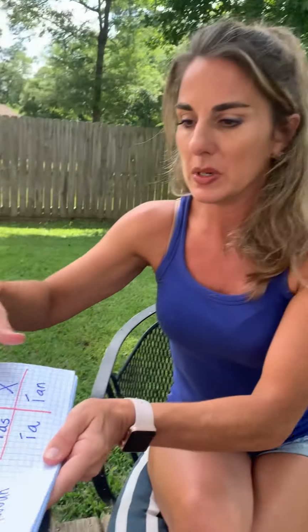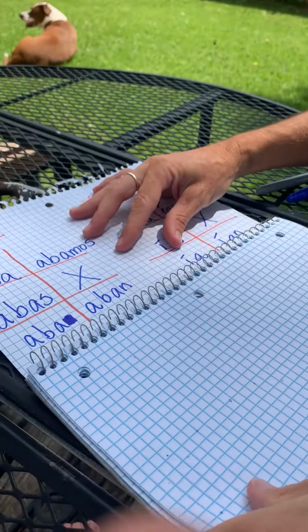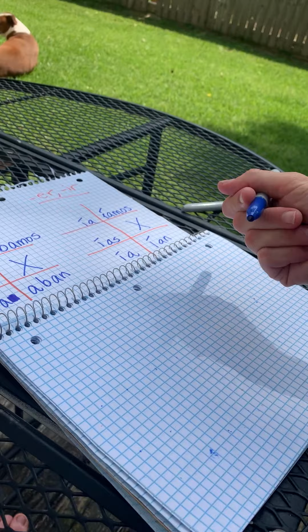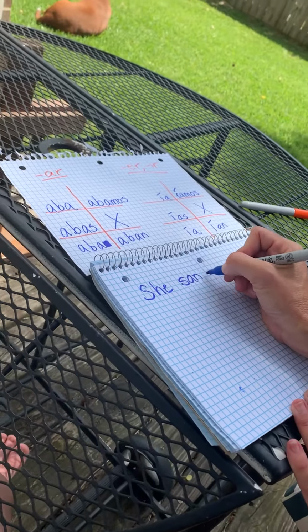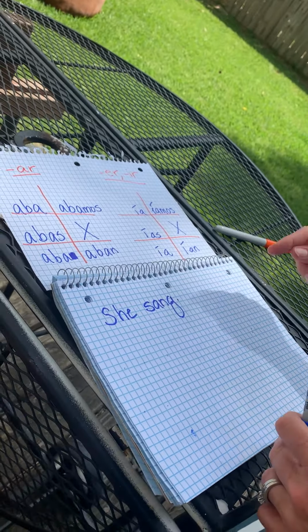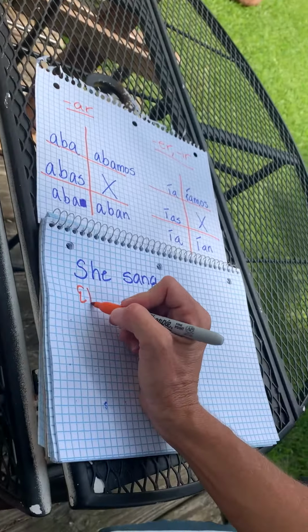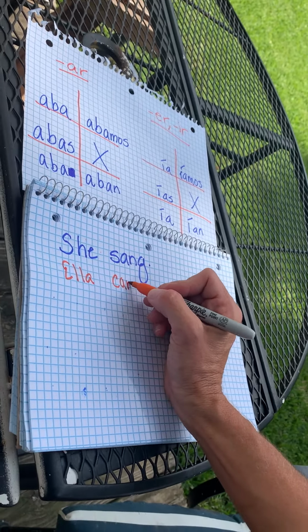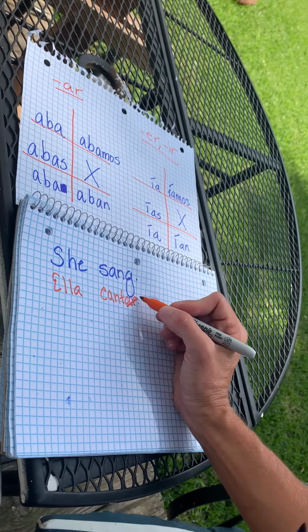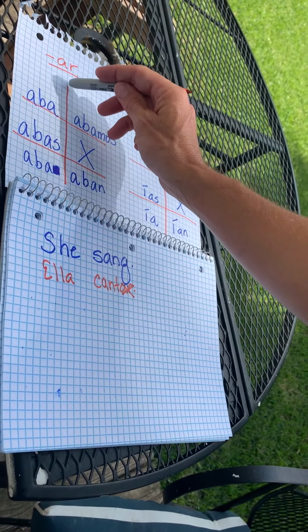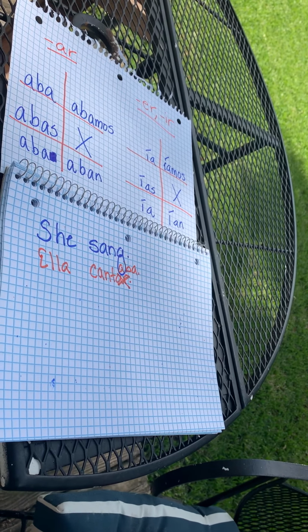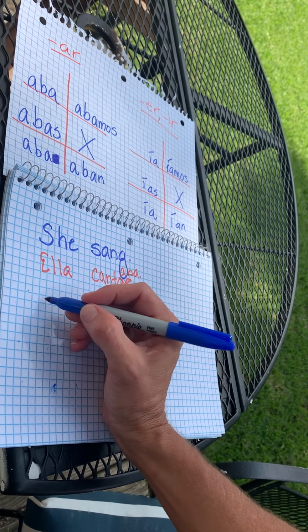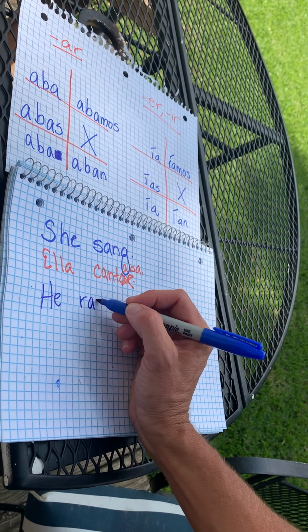So we're going to do it down here. Here's how we would do it. I've got my charts right there. And if I wanted to say, she sang, using the imperfect, I would say, ella. Then I put the verb cantar, which is to sing. I'm going to take off my ending, and it's she with an AR, so it would be an aba. Ella cantaba. Like that.